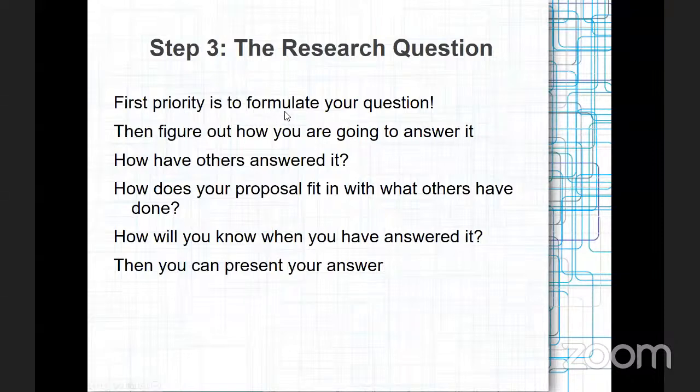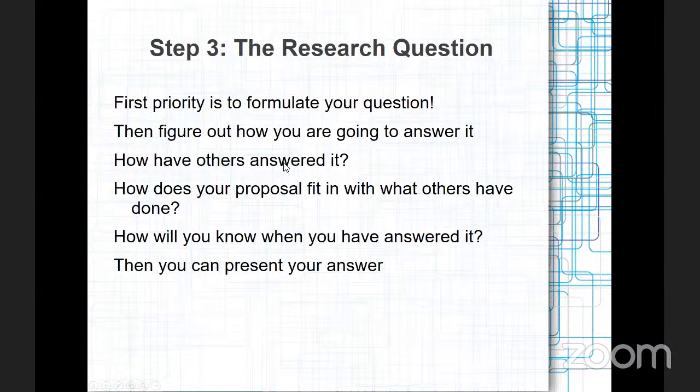So the key is to formulate your question. Remember, academic research is about answering the research question. And you collect data, whether qualitative, quantitative, or both, in order to answer that research question. And you're going to figure out how to answer it. That's called the methods. How others answer it.